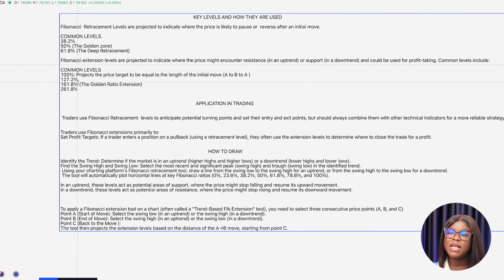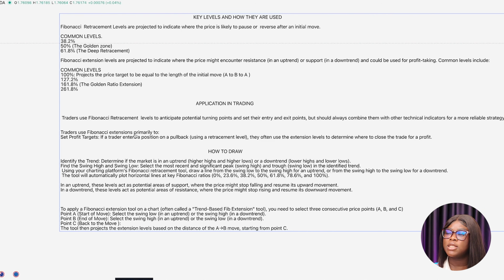Okay, so these figures are the potential places where price could reverse from when we are looking for a profit target. Then we also have the 261.8%. Now let's look at the application in trading. So traders use Fibonacci retracement levels to anticipate potential turning points and set their entry and exit points, but should always combine them with other technical indicators for a more reliable strategy. Okay, let me try and see if I can change this to an arrow. Very good.